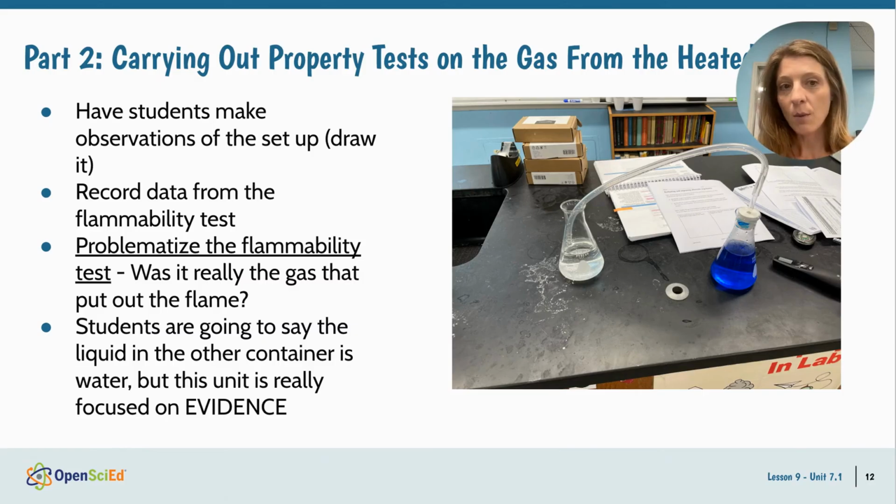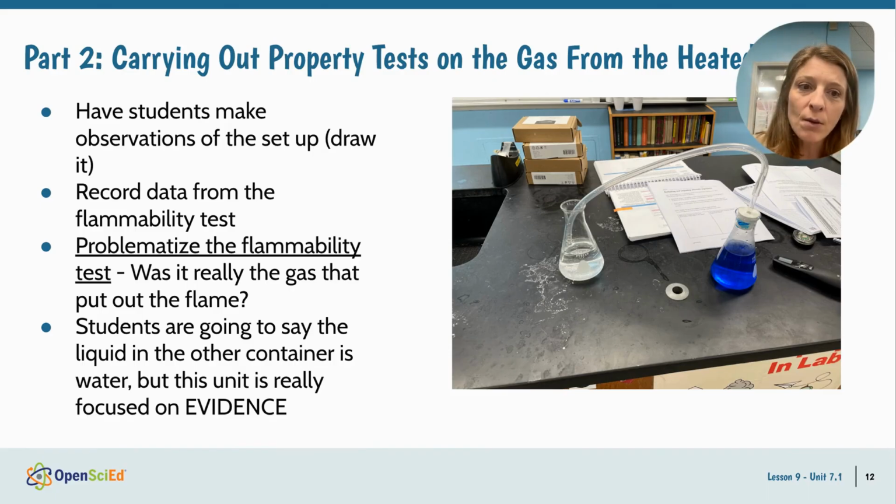Now, I find that it's really important that as a teacher, my job right now is, when we test the flammability, I need to help my students problematize this test. Was it really the gas that put out the flame, or might it have been something else? Have the students really consider those observations that they saw, because when you look, this setup that you're looking at might actually be forcing the gas out. And this force might be what's causing the flame to go out.